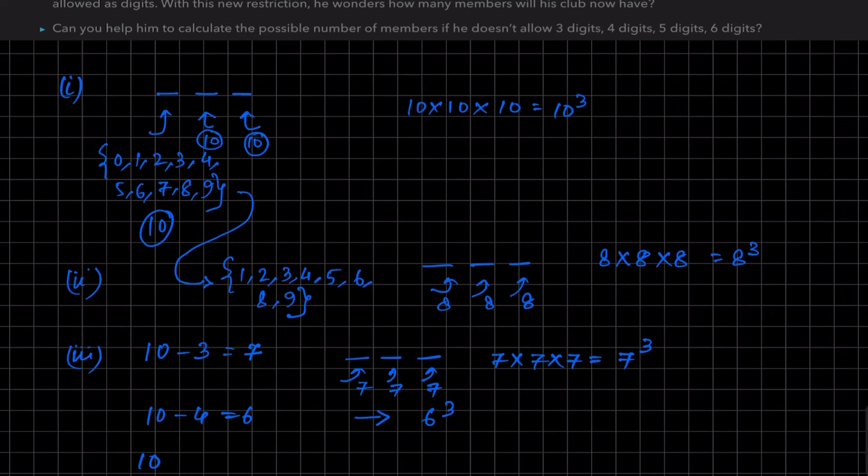Similarly, if he doesn't allow 5 digits, then it's 5 cubed. If he doesn't allow 6 digits, the number of cards shrinks down to 4 cubed. So that was all about this problem.